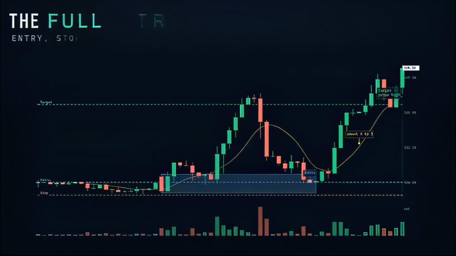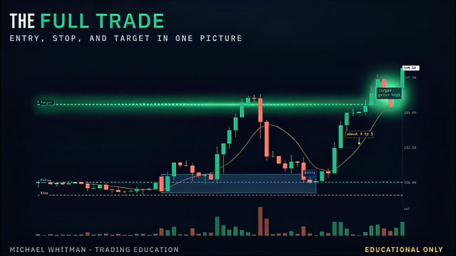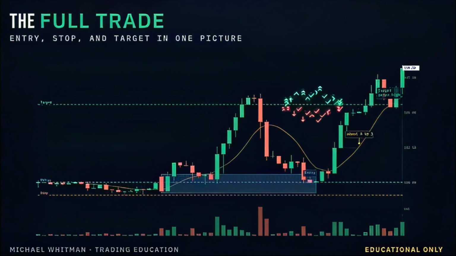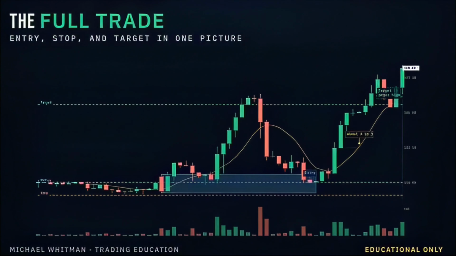Then, your target. You are aiming at the opposing liquidity, the prior high that price left behind when it first ran away from the block, or the next obvious level above it. That is where a fresh wave of orders is resting, and it is a natural place for price to travel to. Look at the shape that gives you.